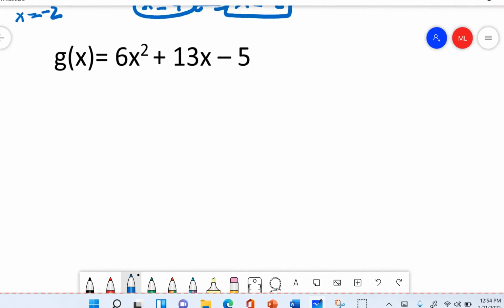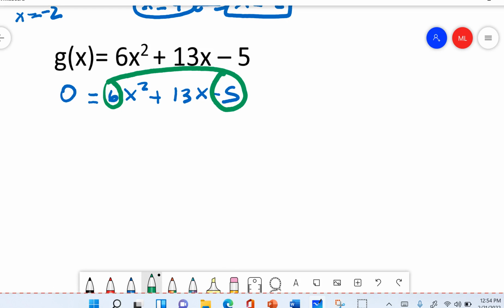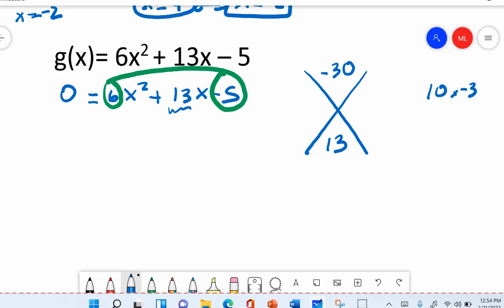I have another function. Is there a GCF? 6, 13, and 5. No GCF. How do I do this? First of all, make it equal to 0. And we are going to use the box method for this one. How does it work? I am going to multiply a times c. 6 times negative 5 is negative 30. And the sum is 13. I will look for two numbers that multiply to give me negative 30 and the sum is 13. Okay, 10 times negative 3.